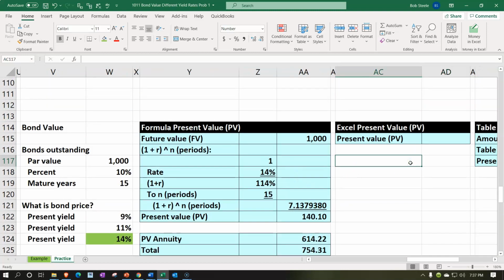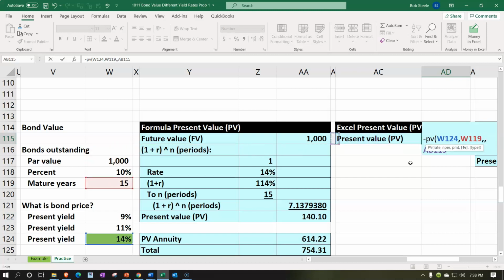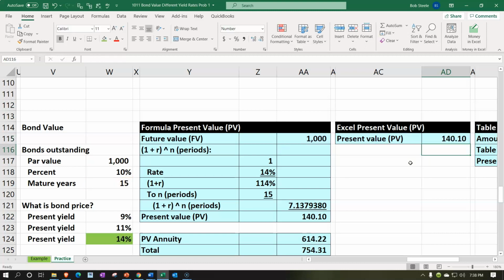Then we can do this with the present value calculation equals the negative PV, shift 9, rate, 14%. Now I see I almost got that 10 again, but it was properly greenified. So I picked up the proper percent, and then this is the number of periods, which is going to be 15, and then comma, future value, 1,000. There it is. Once again, that 140.10.